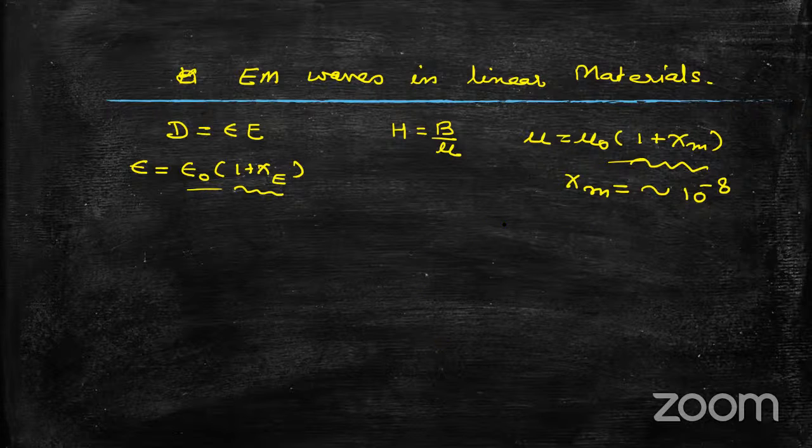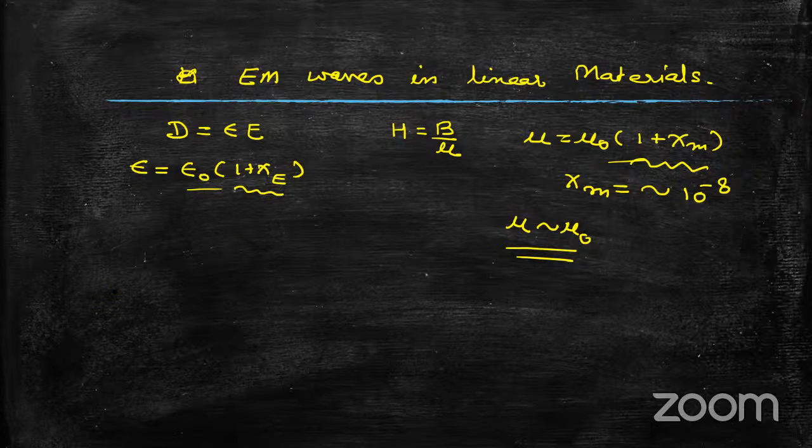So in this particular case, mu is approximately equal to mu 0 because 1 plus chi m is almost 1: 1 plus 10 raised to minus 8, or 10 raised to minus 6, in that range. So many of the calculations will use mu approximately equal to mu 0. But not necessarily everywhere. In some cases, we might take mu as separate from mu 0. But in the majority of the discussion which we are going to have, mu will be approximately mu 0.